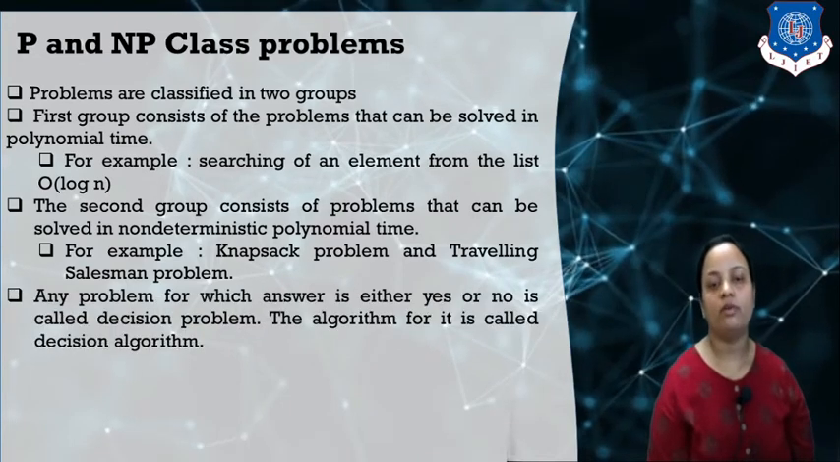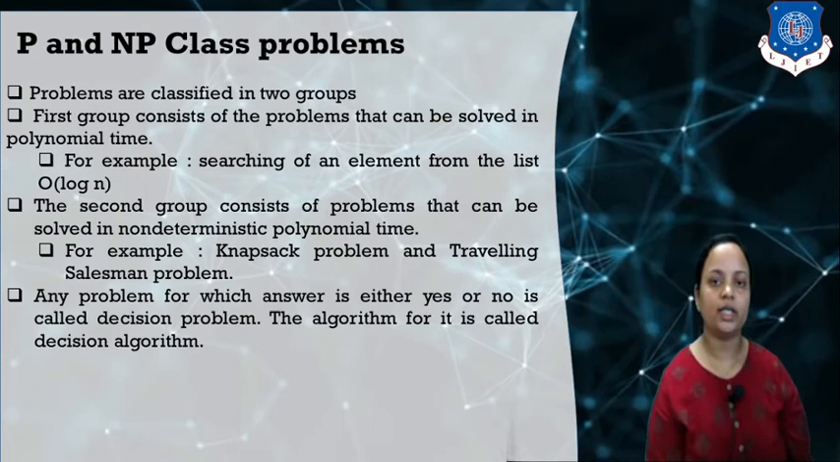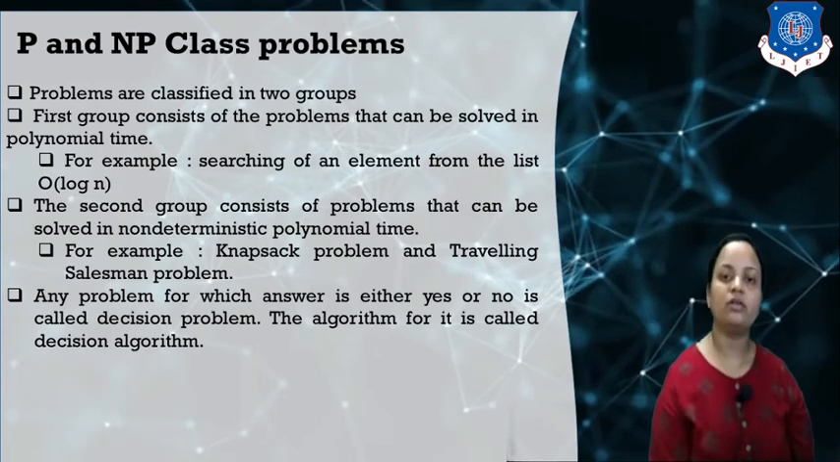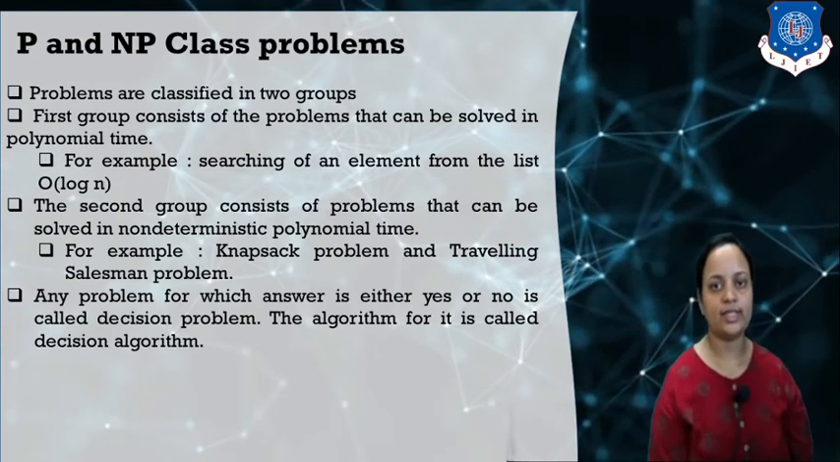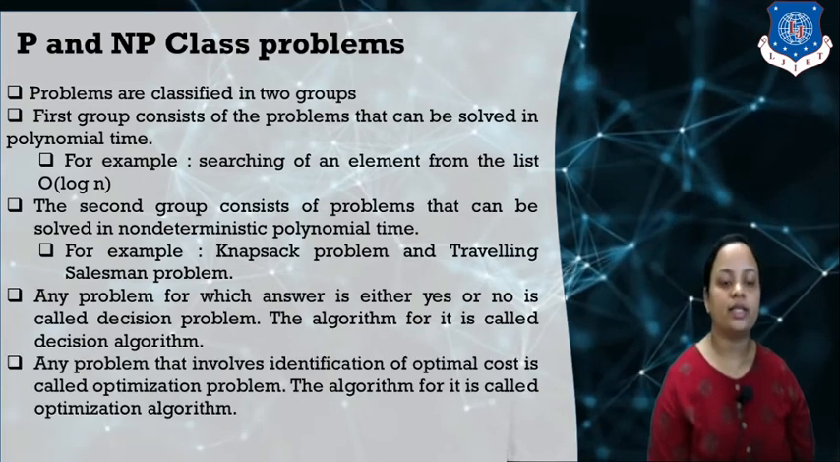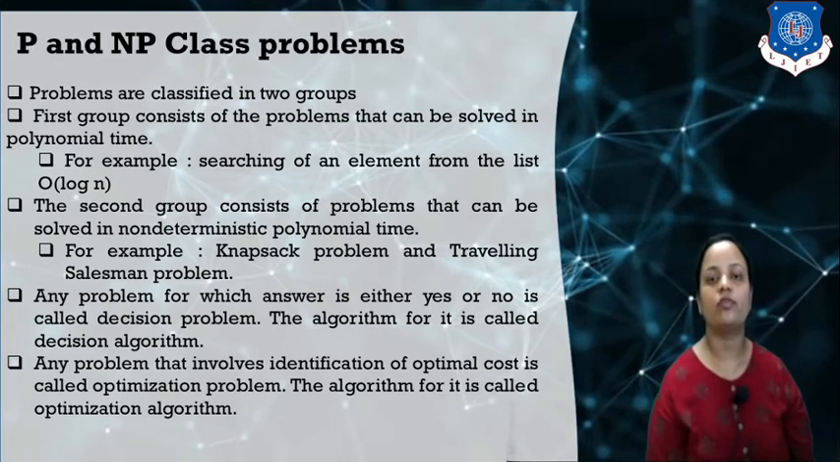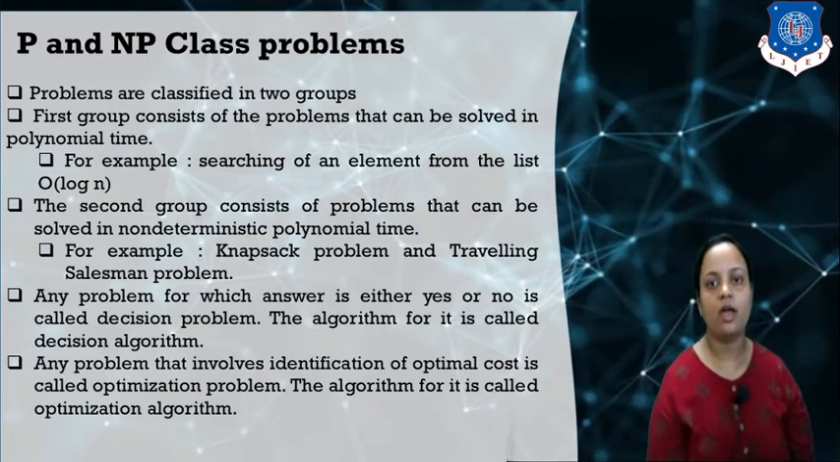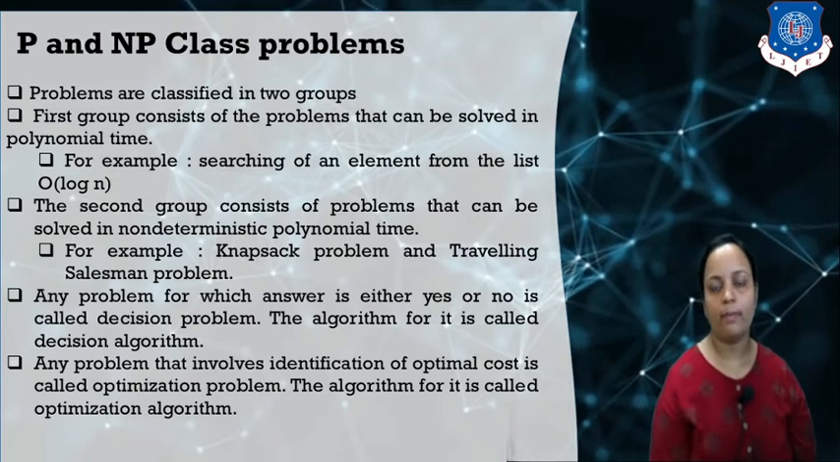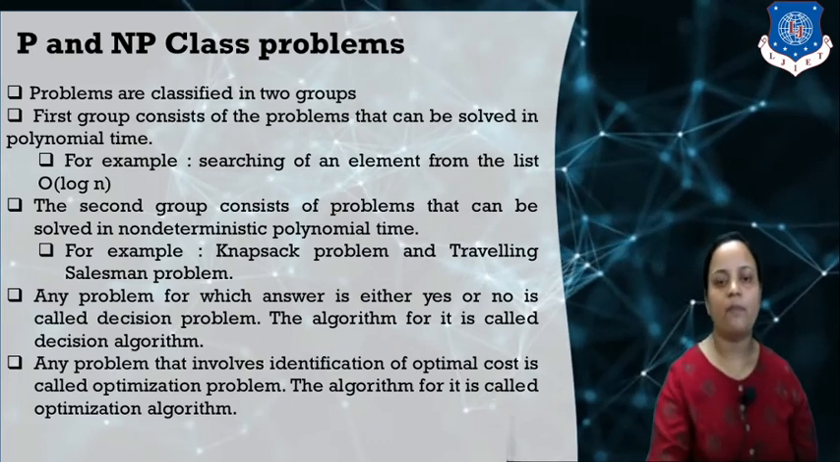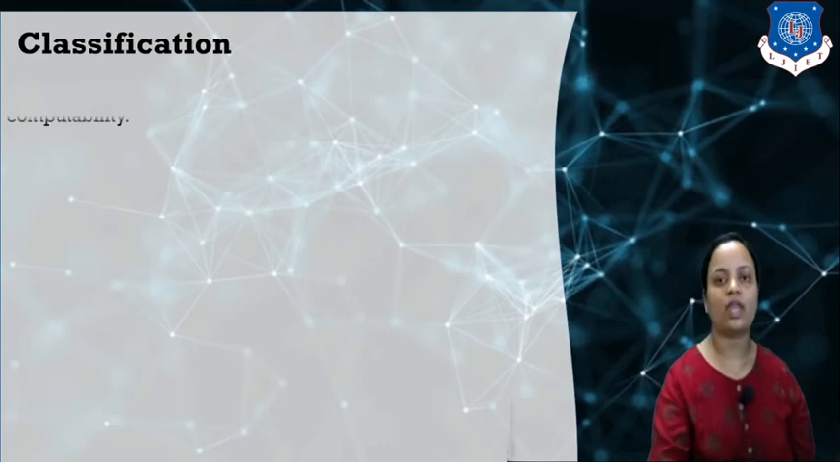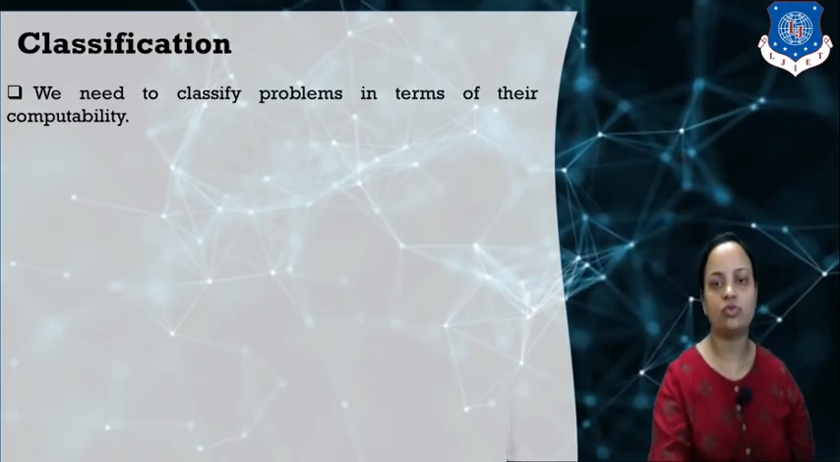Now, any problem for which the answer is yes or no, we can consider as a decision problem, and the algorithm for this kind of problem is called a decision algorithm. And any problem that involves an optimization, like finding the minimum cost for this path or the maximum cost for this path, is considered an optimization problem, and the algorithm for it is called an optimization algorithm.